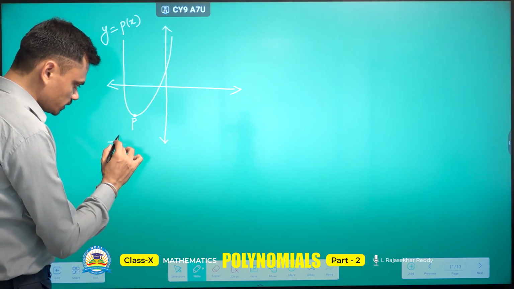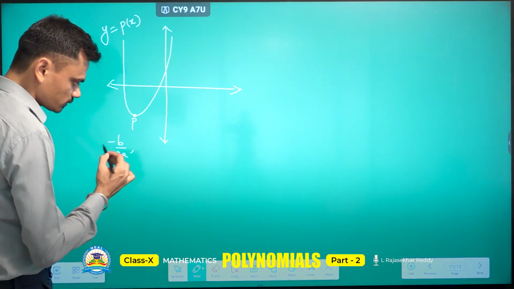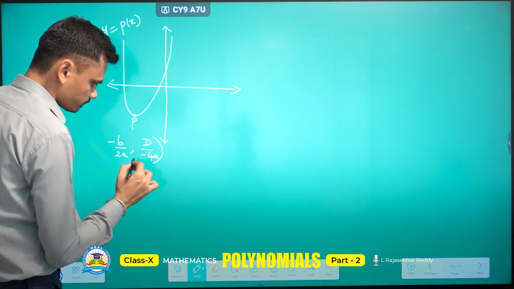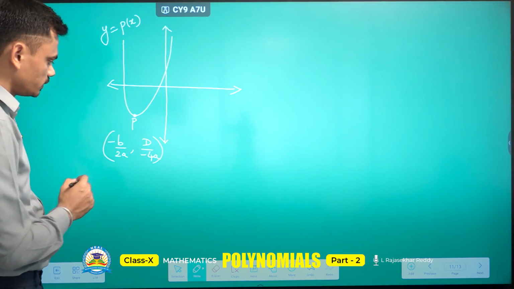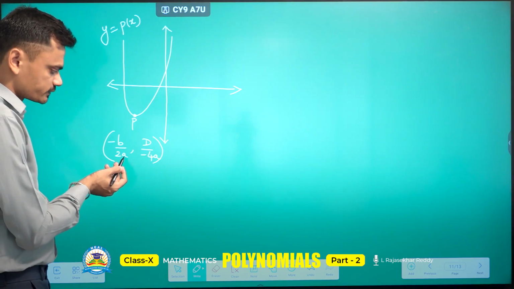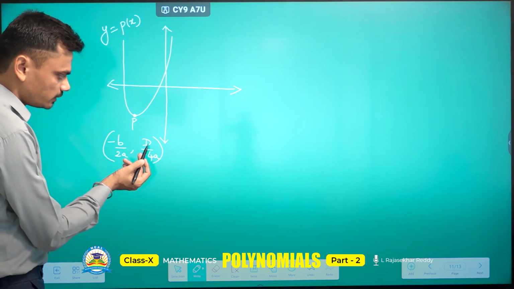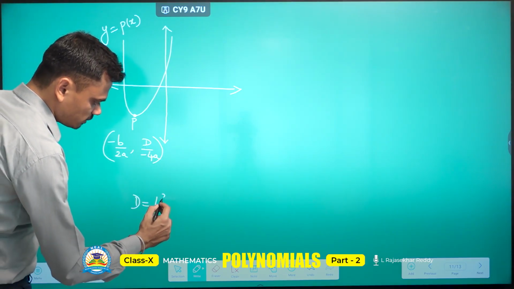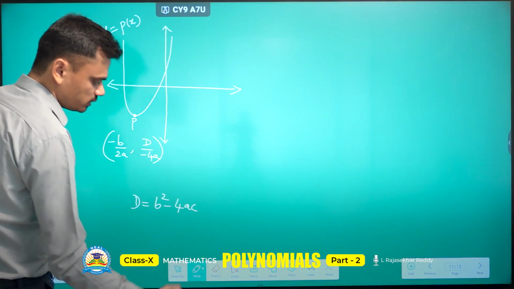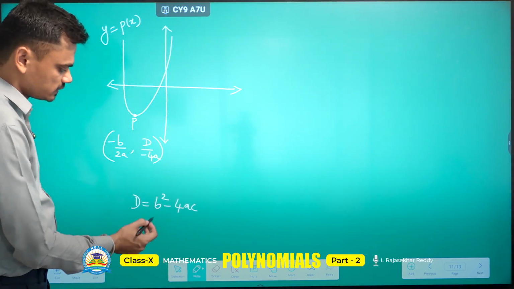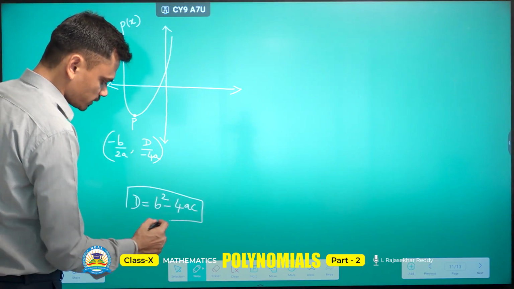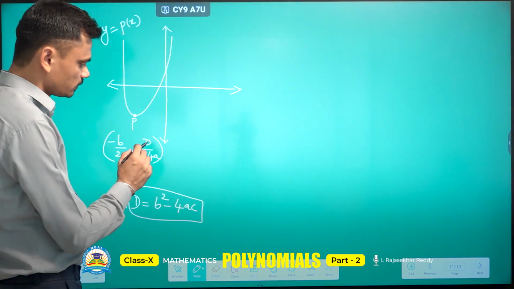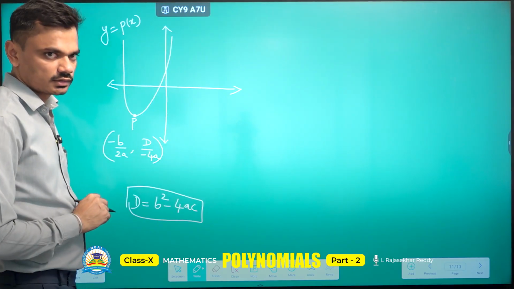So here the x coordinate is minus b by 2a and the y coordinate is d by minus 4a. These are the coordinates. Here a, b, you know very well, a is the x square coefficient, b is the x coefficient. Here d is nothing but the discriminant. We can find it out as b square minus 4ac. So minus b by 2a is the x coordinate, d by minus 4a is the y coordinate.